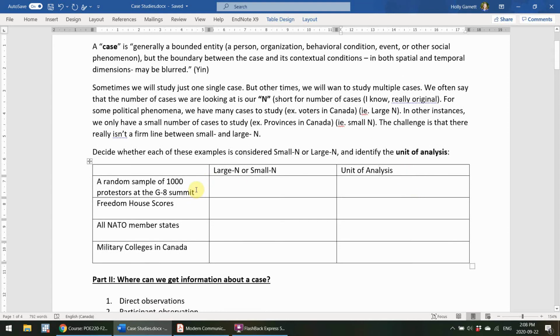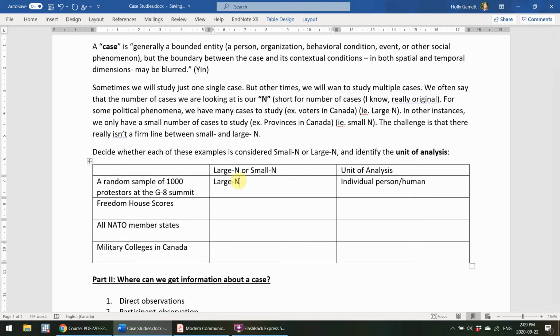So here's an example, a random sample of 1,000 protesters at a G8 summit. All right, so our unit of analysis here would be the individual. So essentially we're looking at individual protesters, so the individual person or individual human. And so we have 1,000 of them. We're doing a random sample of 1,000 from many more. So this would be a large n.